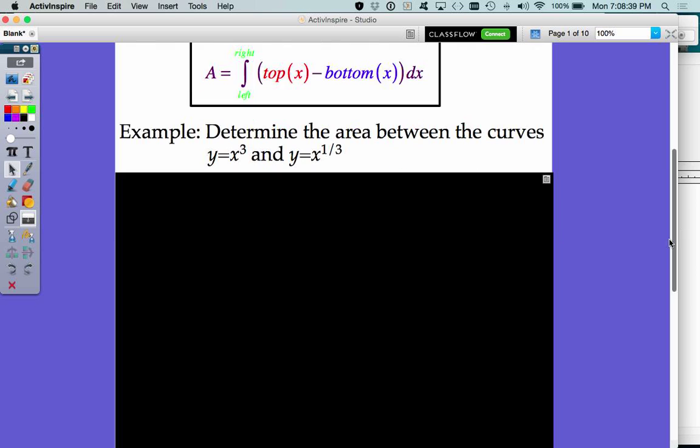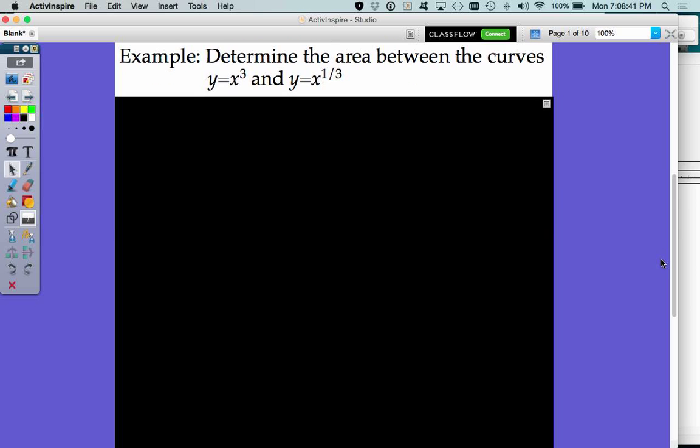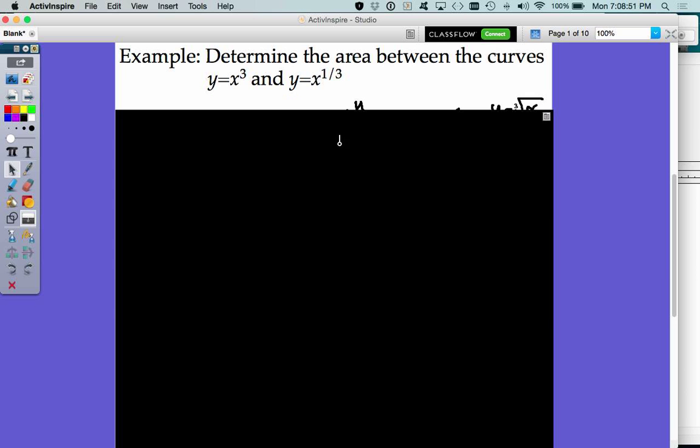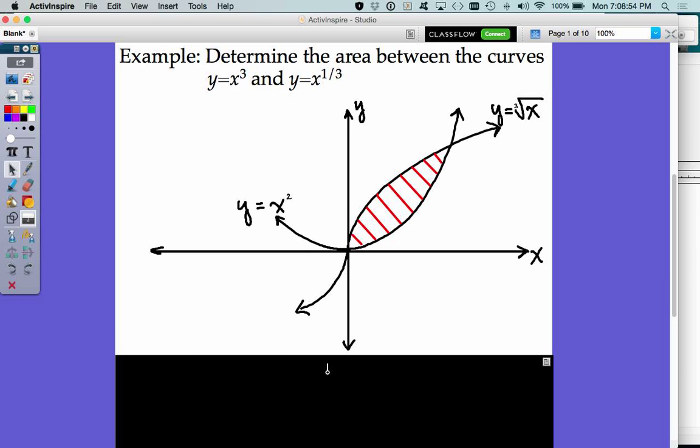So we start by considering the area between the curves y equals x cubed and y equals the cube root of x. In questions involving area and net signed area, it's very important that we always start out with a sketch. So I've made one here. Make your sketch nice and big so that you can see what's going on. And remember to shade in the area that you're interested in finding. So here, we want to find the area of this red shaded region.